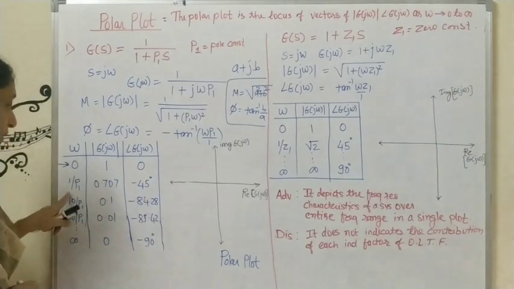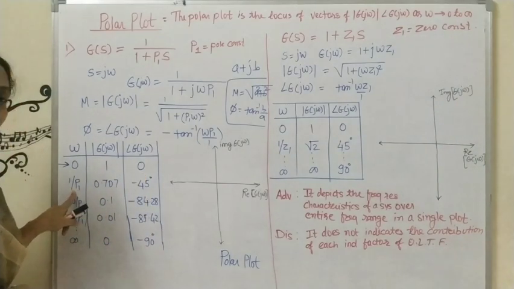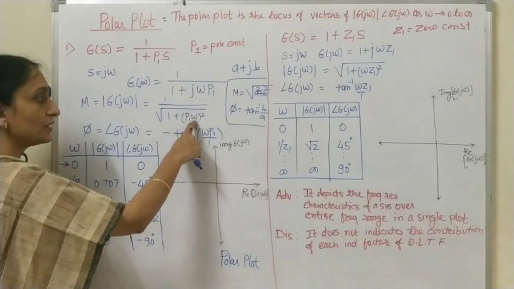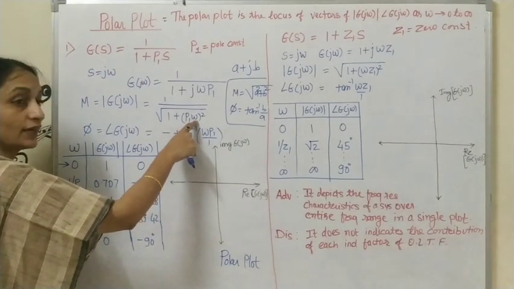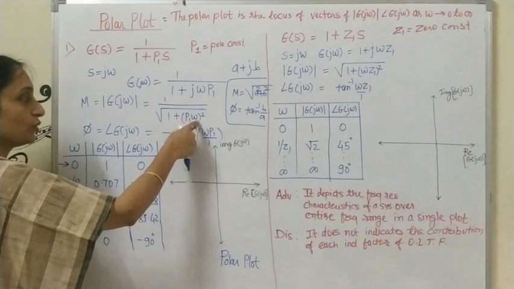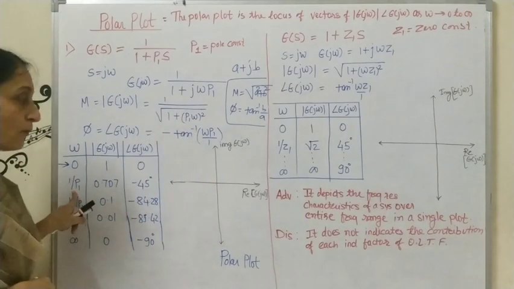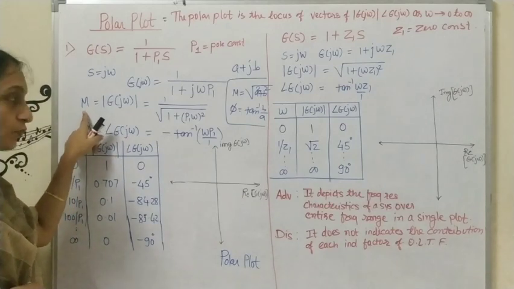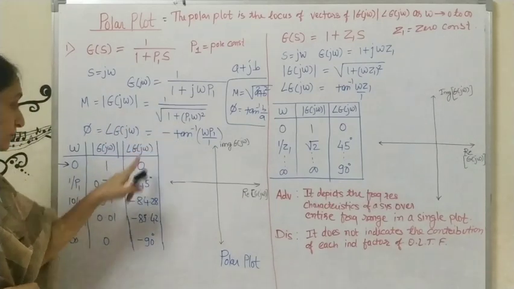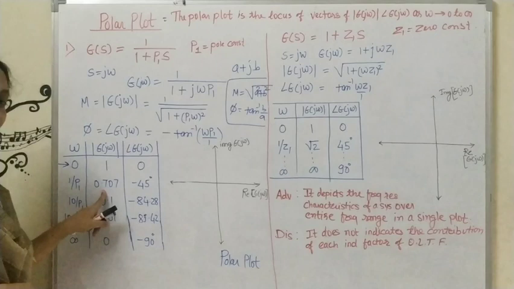Okay. Like that you can calculate. The next thing is actually 1 by P1. I have substituted in magnitude, so P1 will get cancelled. So here there will be 1 by under root 2. Mod, that is m, is equal to 1 by under root 2, which is nothing but 0.707.